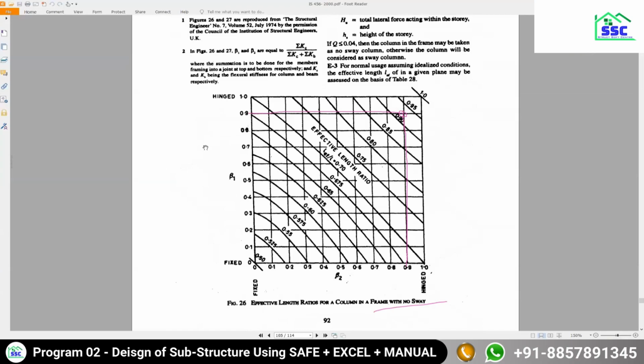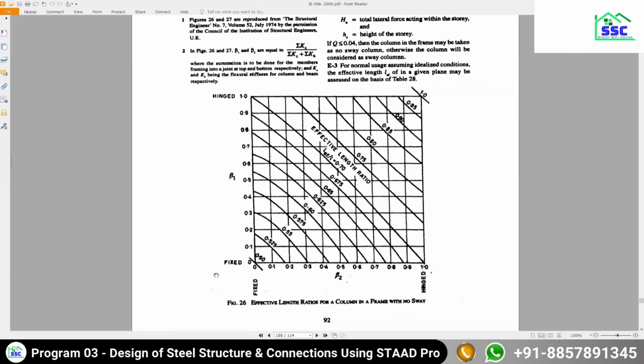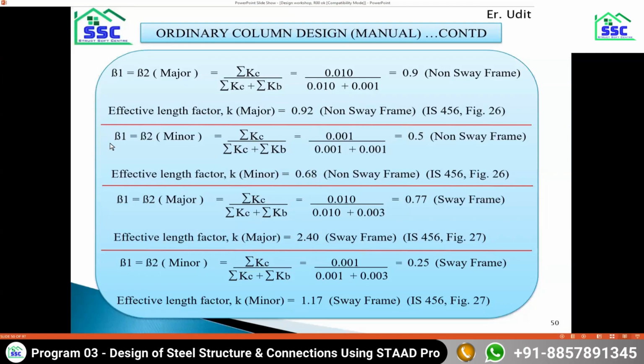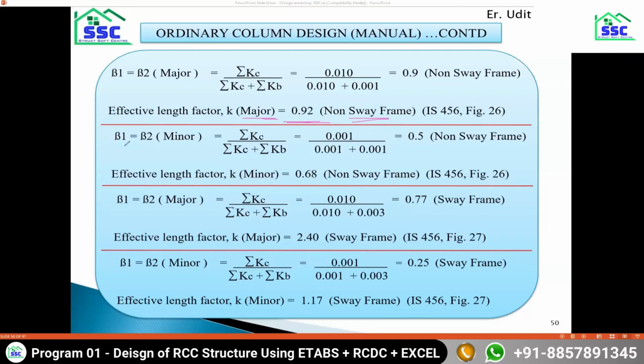So if you do the exact interpolation using the previous values, we will get the exact value of k as 0.92. So our effective length factor, my friends, is 0.92 for a non-sway frame in the major direction. Now we will find out the beta 1 and beta 2 value for our frame type non-sway in the minor direction. So now what we will do is we will use the value Kc of the minor axis.